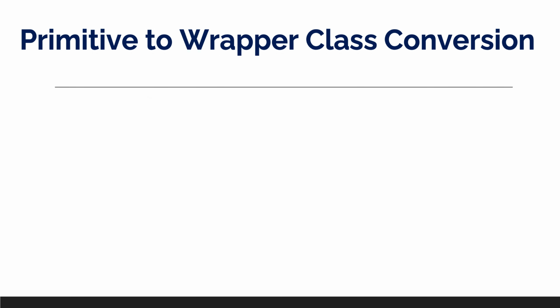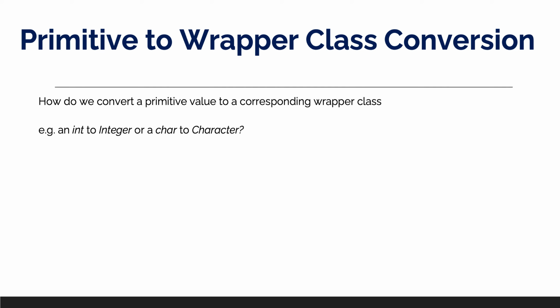Now let's see how we convert a primitive value to a corresponding wrapper class. For example, let's say we have an int, and for int Java has provided the Integer wrapper class. Or let's say we have a char, Java has provided the Character wrapper class. So how can we convert a primitive type into the Integer type? Because if you are creating an Integer wrapper class object only, then there is no need of conversion. But let's say you have already used some primitive data types, and you want to convert them into the wrapper class to use as an object, then how can we do it?